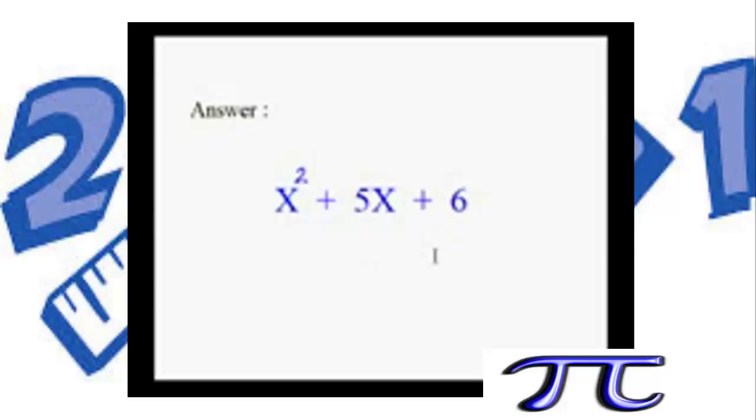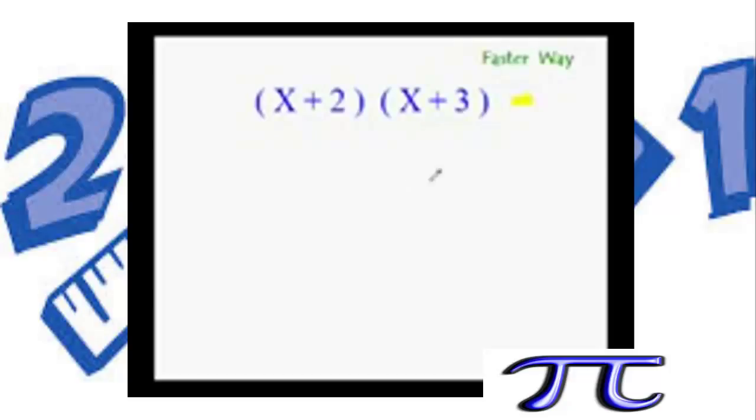Okay, so let's check it out. Now the best part is that I don't have to teach you the faster way. Now why is that? Because you already know it. See, multiply the first term with the first term to get the first term of your answer. X times x is x square. Okay, now leave a blank space. Now multiply the last term with the last term to get the last term of your answer. 3 times 2 is 6.